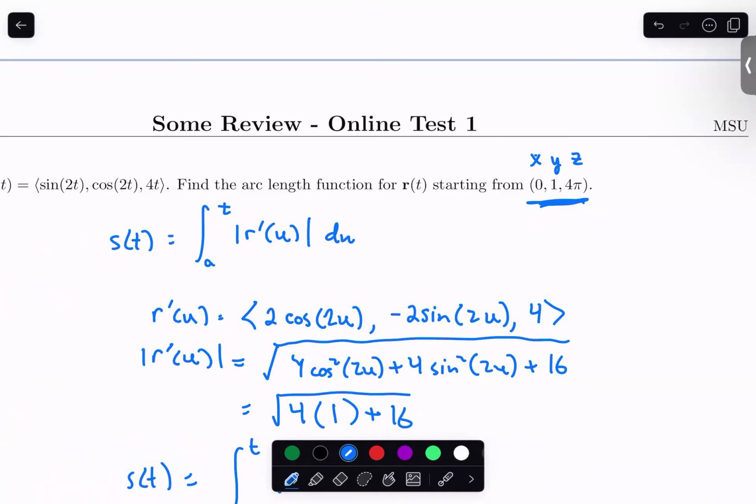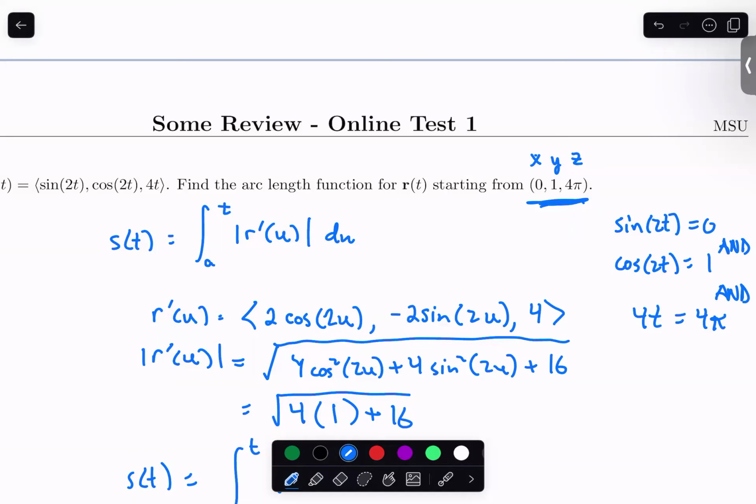So if I want to be at this point, I need sine of 2t, that's my x coordinate for my curve, to be equal to 0. But I also need the y value to be the same, so this means that cosine of 2t needs to equal 1. And we need the z's to be the same: 4t has to equal 4 pi. If all 3 of those things aren't true, then you're not at that point. You're someplace else, right? You need the x's to be the same, the y's to be the same, and the z's to be equal to the same thing.